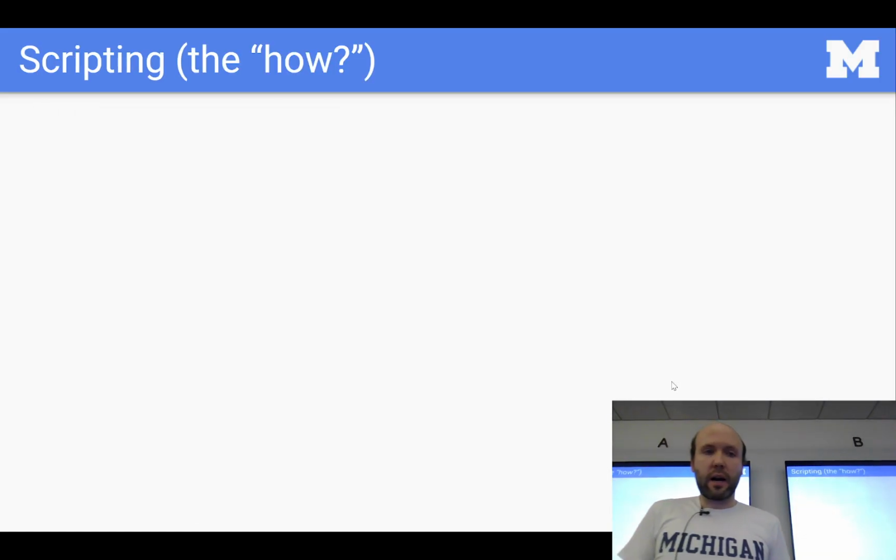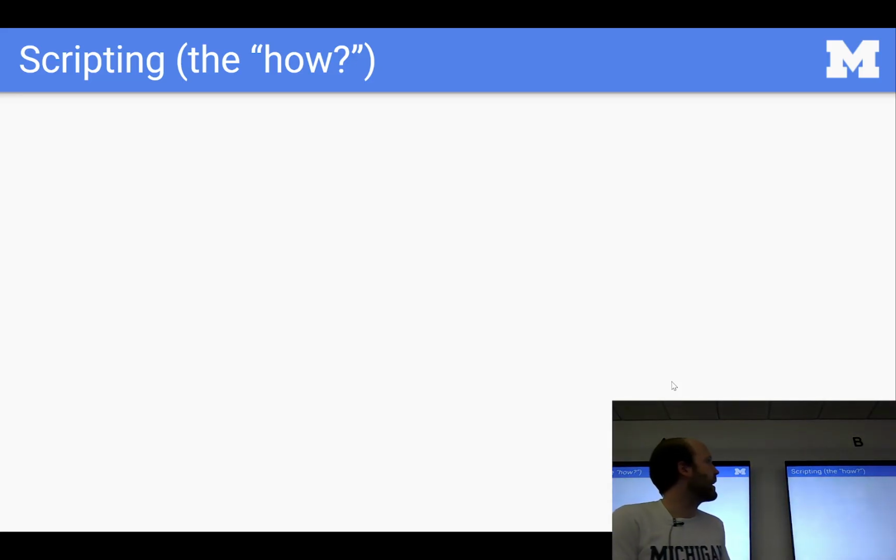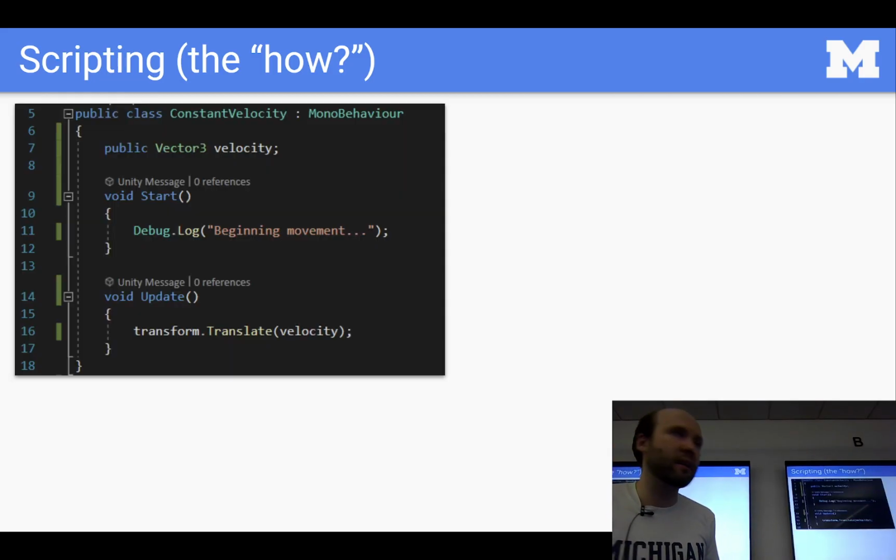Okay, so let's talk about the scripting. And again, this is answering the question of the how. How does a game engine allow us to determine how objects will work and behave? Well, scripting is the way that we do that. It is the language of logic. In C#, you might have something like this. You've got a component called custom velocity. This is usually in a file called customvelocity.cs in the world of C#.